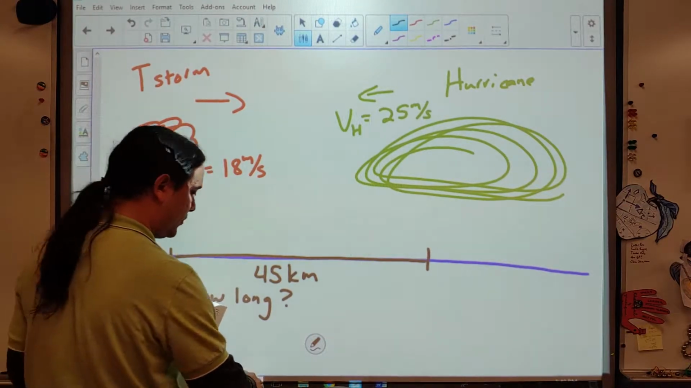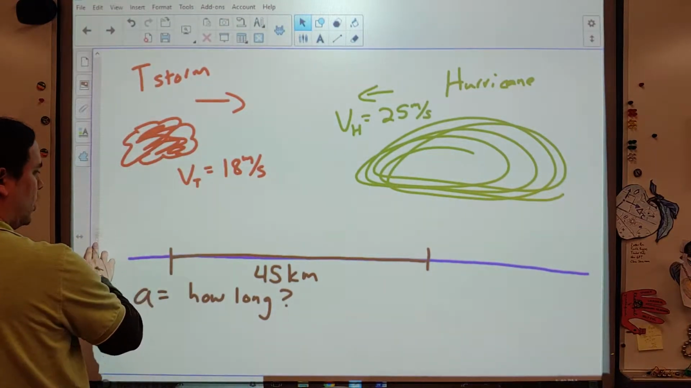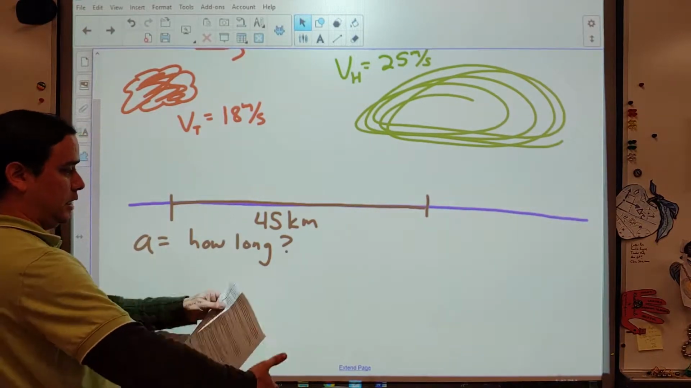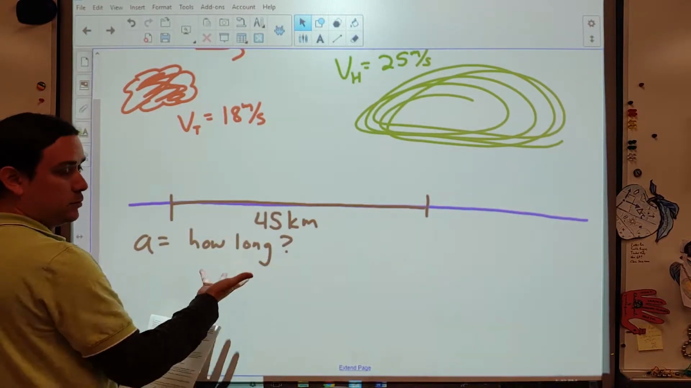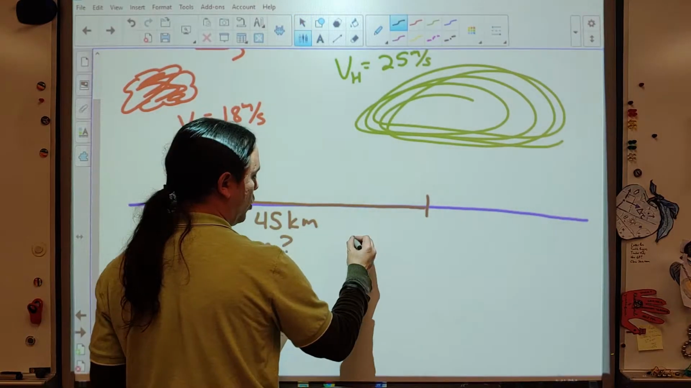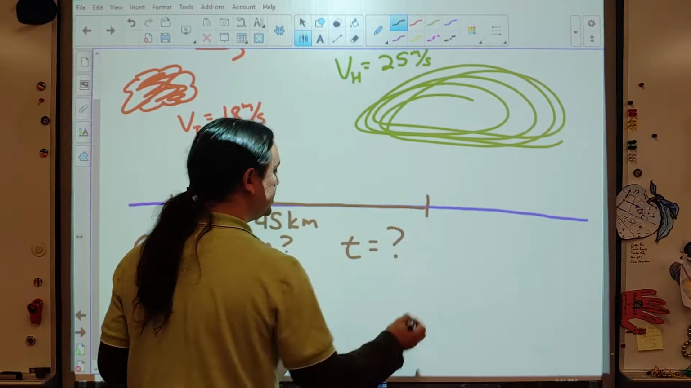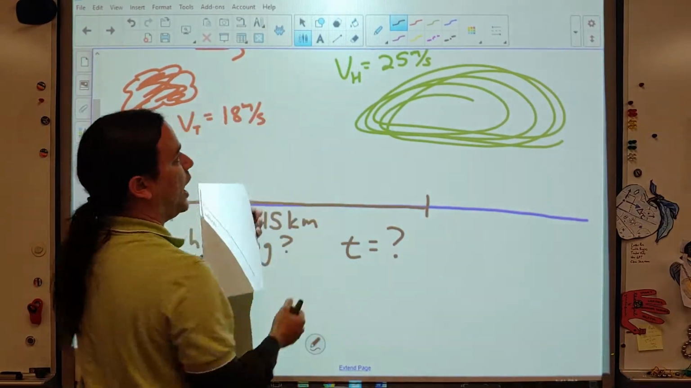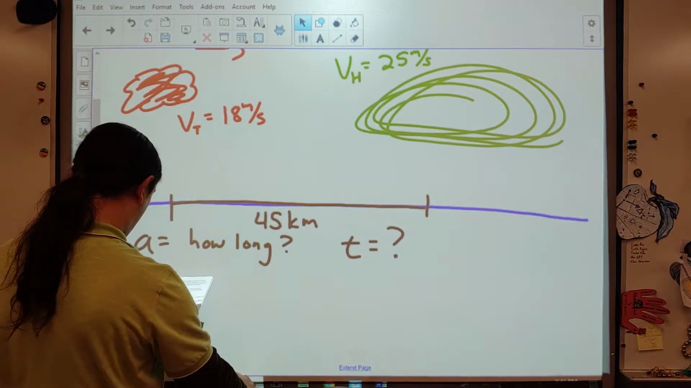That's question one. What am I looking for in that? Well, in class, we talked about talking like regular people. We don't say t is equal to, we talk like regular people. So how long until they run into each other? What I'm actually asking for is, what's the time that it's going to take for them to move towards each other and then collide? All right, let's see.